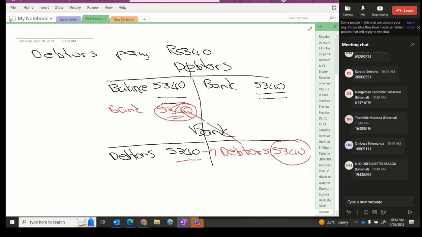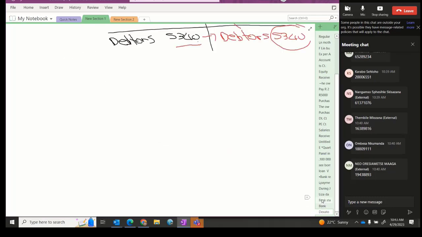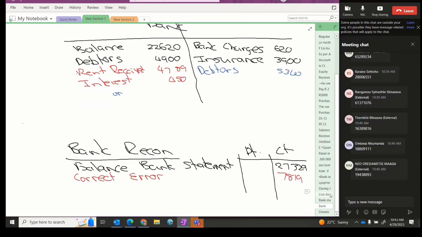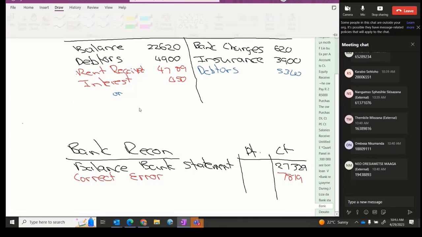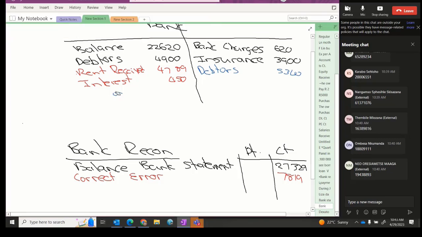Okay, yes, I do understand, ma'am. Okay. All right. Let's just go. No, it's not that one. So that's why I wrote debtors 5,340 on the credit side, because in the previous month it was on the debit side, but since they didn't pay, you have to put it on the credit side now. That's why that transaction is like that. Thanks for clarification, ma'am. Pleasure.